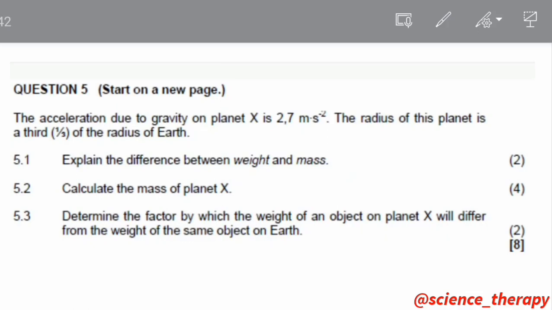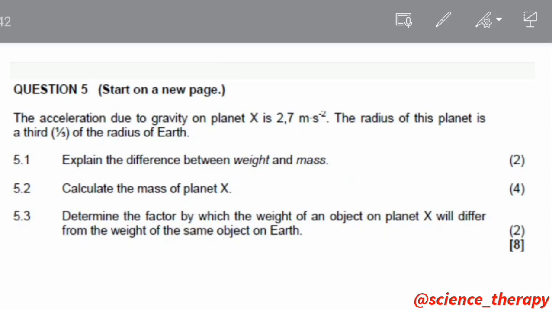But in physical science terms, that's not how we say it. Usually the person has a mass of 78 kg, but when we want the weight, we have to take that 78 kg and multiply it by the gravitational acceleration. So now we understand that since planet X has a gravitational acceleration of 2.7 meters per second squared, a person of the same mass won't have the same weight on Earth and on planet X.